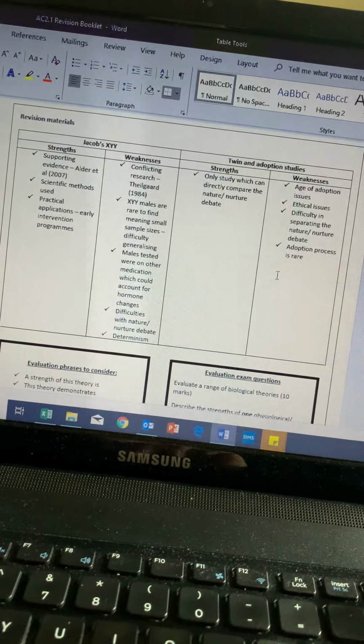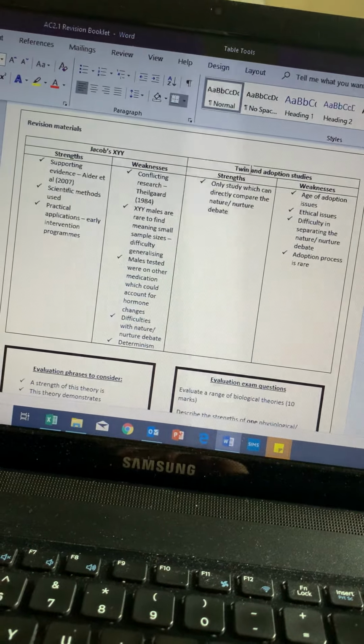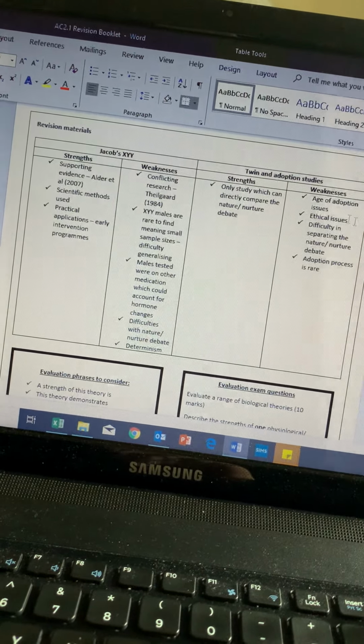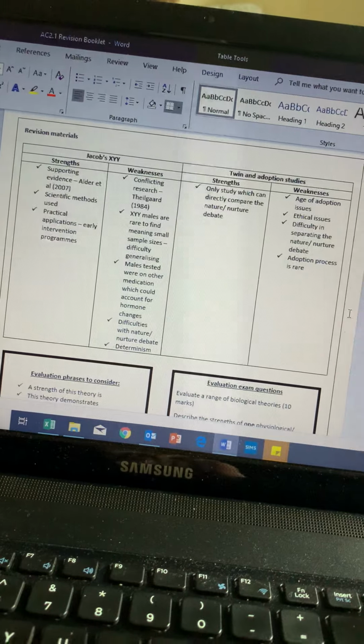Now, I'm also aware it'll say twin and adoption studies. We haven't done twin studies, so don't worry about that too much. But the strengths and weaknesses are very, very similar, so don't worry about that.